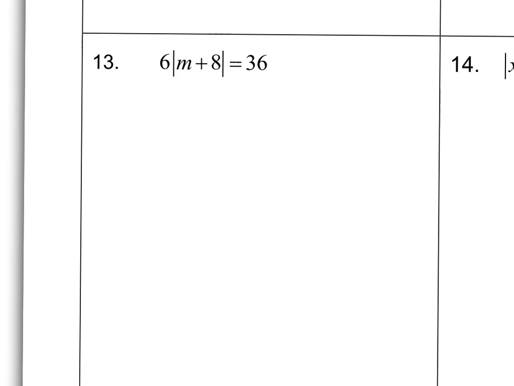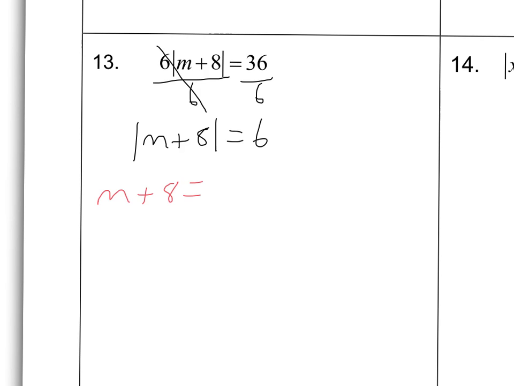So on this problem, we have 6 times the absolute value of m plus 8 equals 36. Again, we don't have any addition or subtraction to undo. So let's go ahead and get rid of the 6 out front. We already know that we're multiplying there, so to undo that, we have to divide. So the 6s will cancel. That leaves me with the absolute value of m plus 8 equals 36 divided by 6, which is 6. We have our absolute value isolated. It's by itself. So now we write out our 2 equations. M plus 8 equals 6, and m plus 8 equals negative 6.